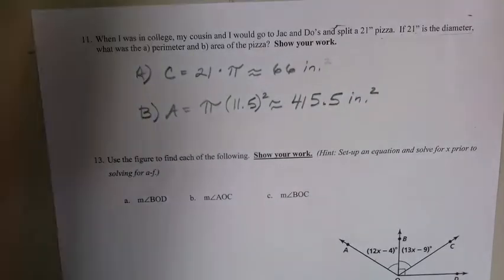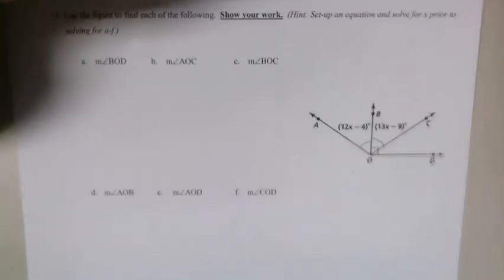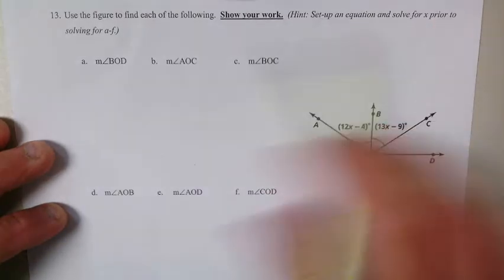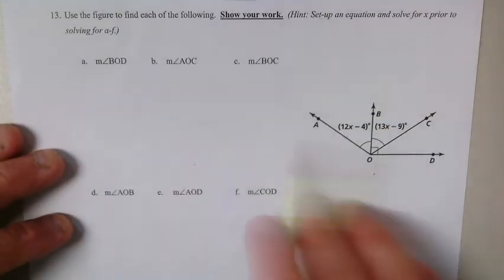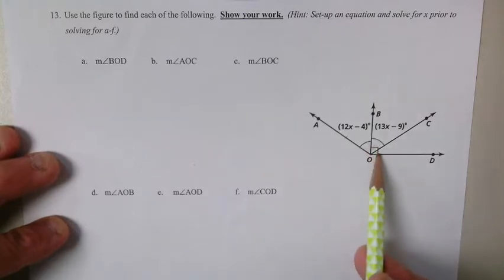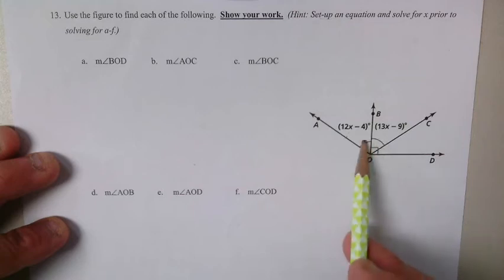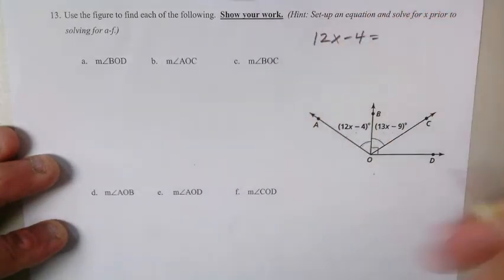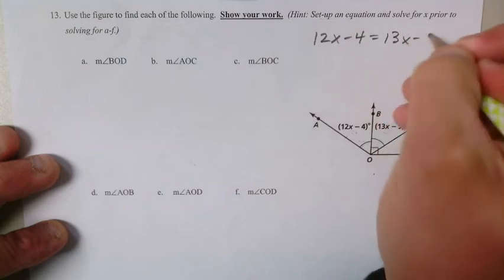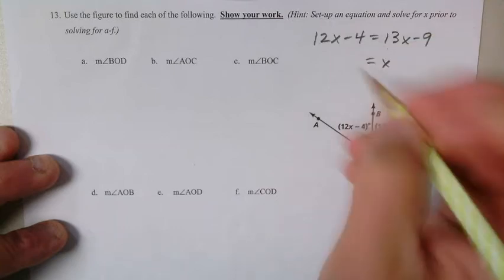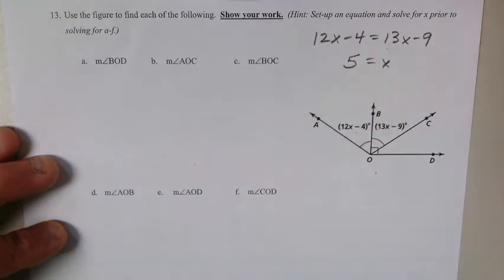That's a lot of pizza right there. That's some good stuff. All right, looking at the next part, use the figure to find each of the following. Show your work, set up an equation, solve for x prior to solving for a through f. So as I look down here, a lot of times kids make this more complicated than what it is. What do I see? I see a right angle. I see 2 congruent angles. If those angles are congruent, these expressions have to be congruent as well. So I can set those equal to each other. 12x minus 4 equals 13x minus 9. If I subtract 12x from both sides, and add 9, I get 5. X is equal to 5.